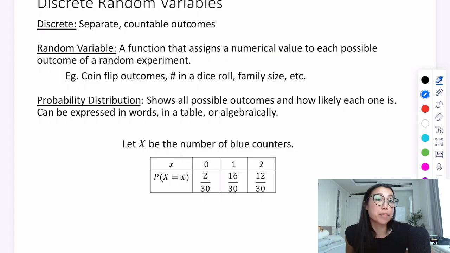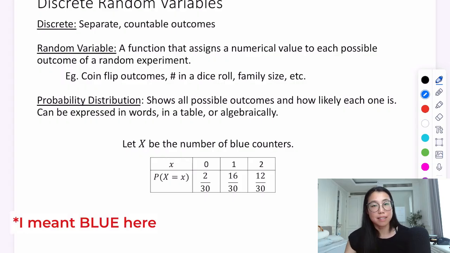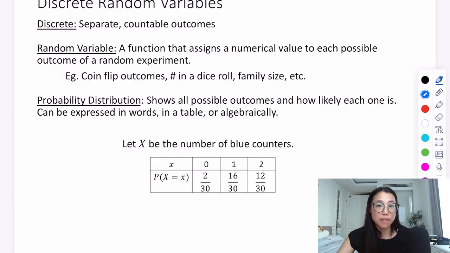So our random variable is x. We don't know exactly which outcome we're going to have when we go in and make the draw. There could be three possible scenarios. Either you draw two counters and none of them are blue, in which case x is equal to 0. You could have x is equal to 1, where one of them is blue, or you draw two counters and both of them are blue.